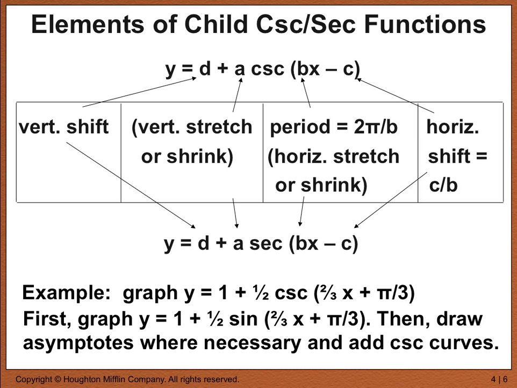So the trick in graphing secant and cosecant curves is to graph the corresponding sine and cosine curves, because once you do, it's really just a matter of making sure that the vertices touch the peaks and troughs and making sure that you draw the asymptotes in the right places.